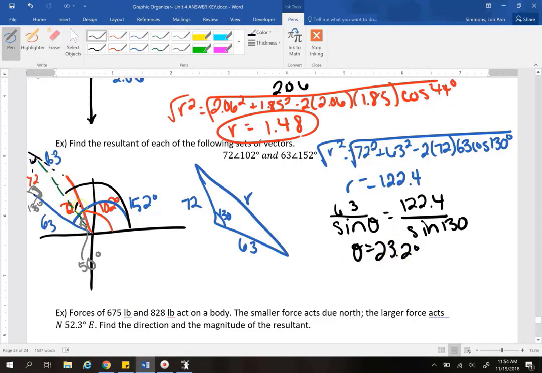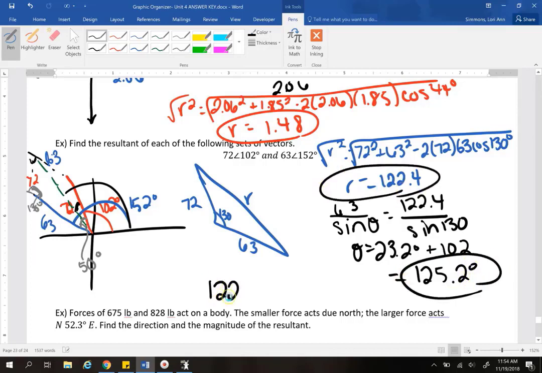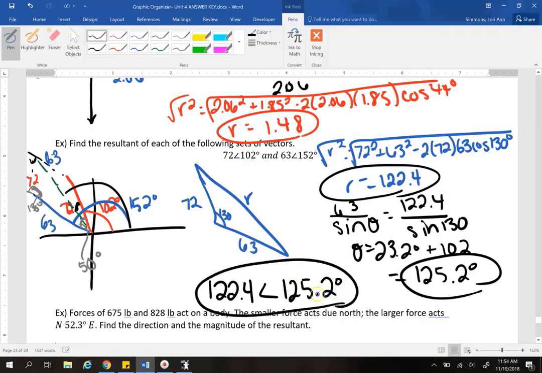So that's this angle, which is the same down here. You could have just used this triangle. This is 130 up here. And then we need to start from the standard, so we need to add 102 to it. So our angle is 125.2 degrees. And if you would have done this the old way, or the way that I taught you in the adding non-perpendicular vectors lesson, you would have got this answer as well.